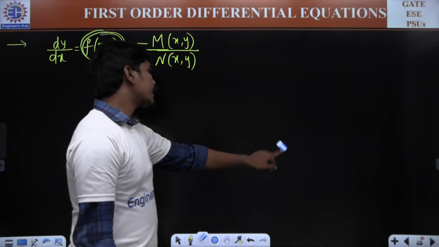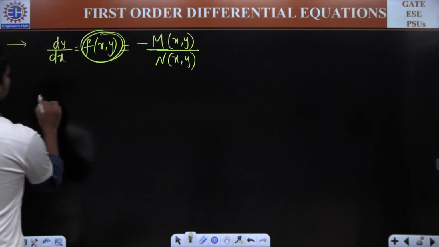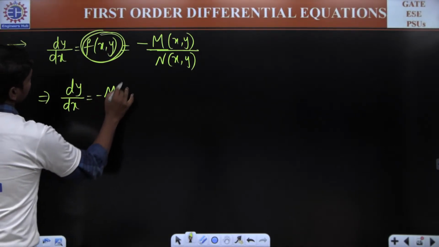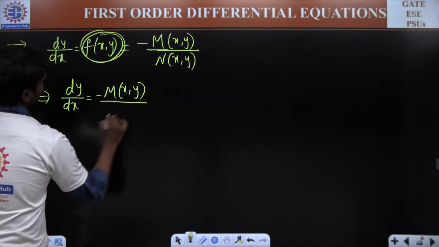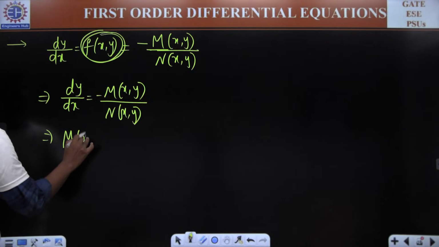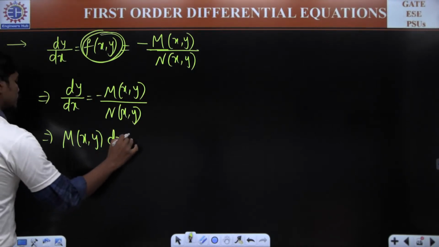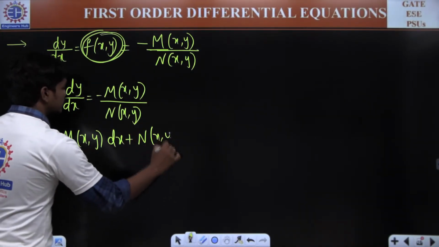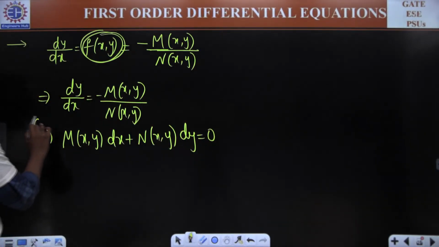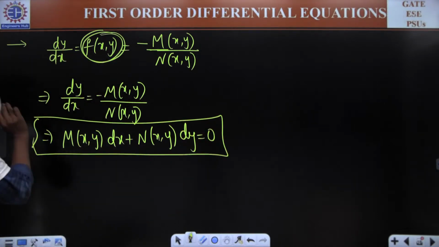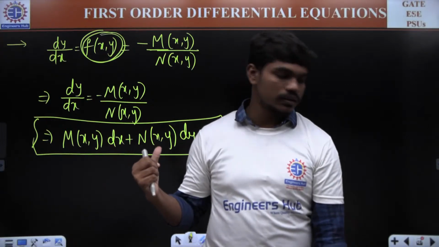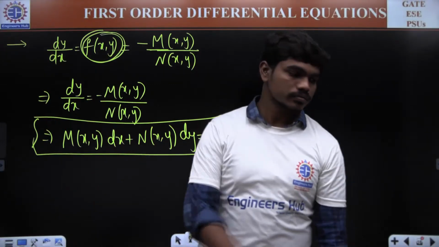Which means, can I say that I can write this as dy by dx is equal to minus m of x comma y divided by n of x comma y, which means I can write m of x comma y dx plus n of x comma y dy is equal to 0. Can I say that this can also be the standard form of first order differential equation? Yes or no? Can I say that this equation is also the standard form of first order differential equation? Correct? Can I write it this way?